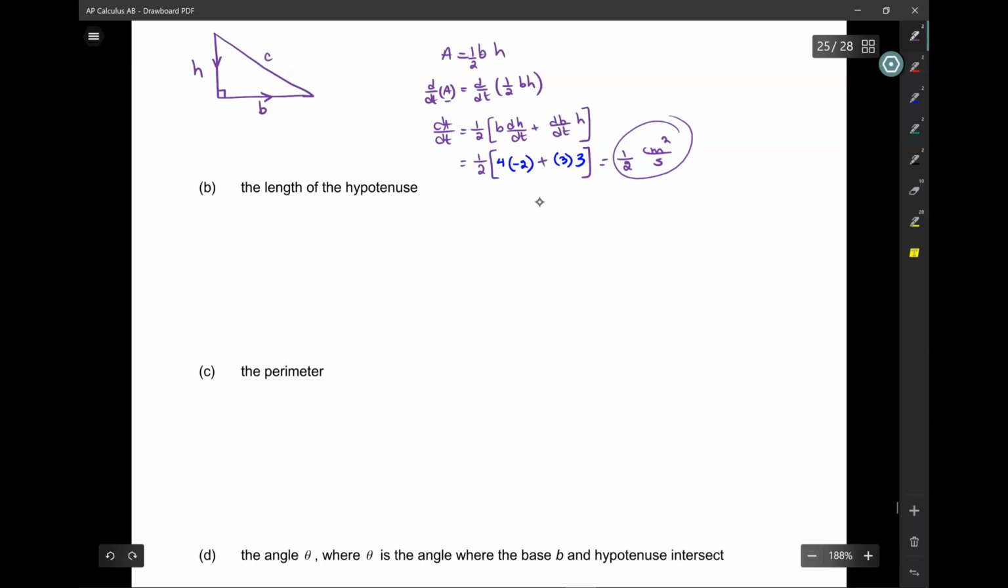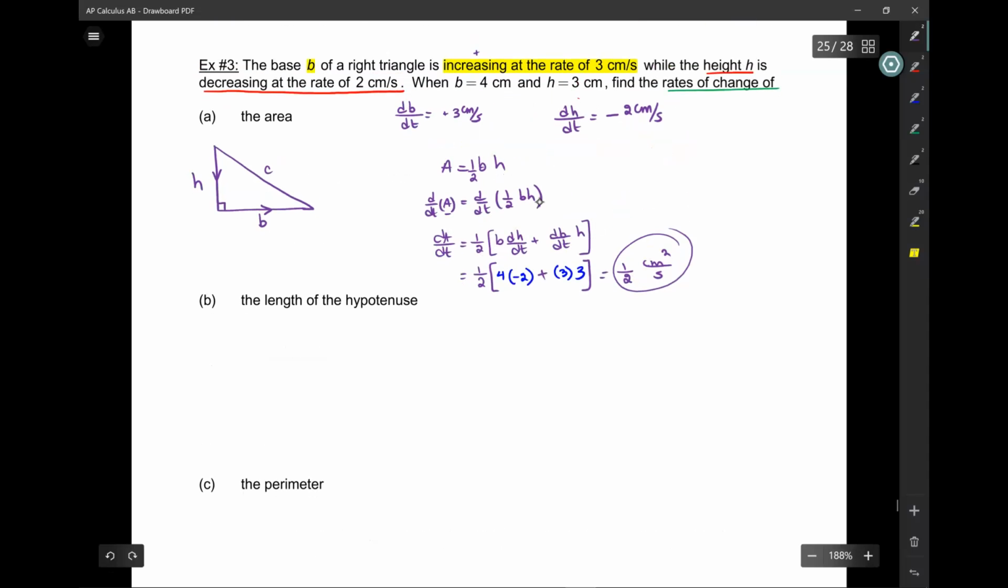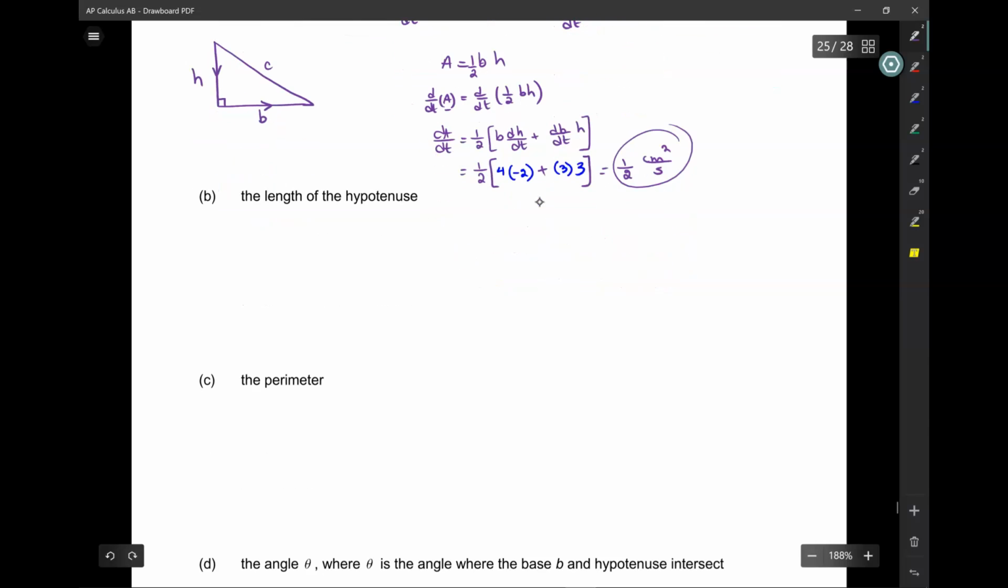Okay. Now, how about the length of the hypotenuse? So if I want the length of the hypotenuse, you have to figure out, if I have h and b, how do I relate it to c? So that's going to be b squared plus h squared is equal to c squared.